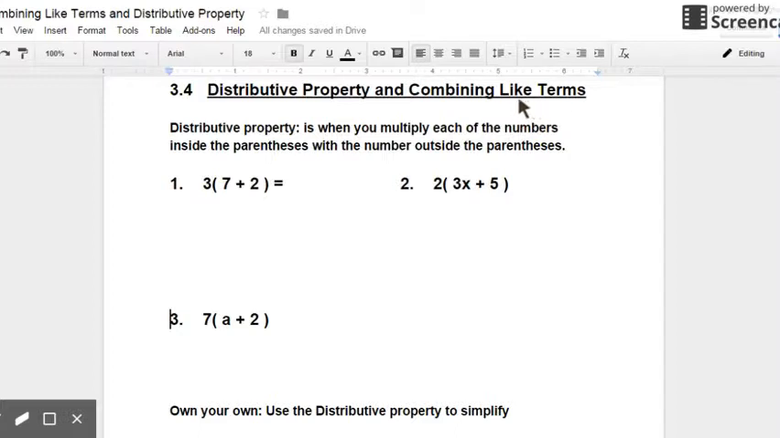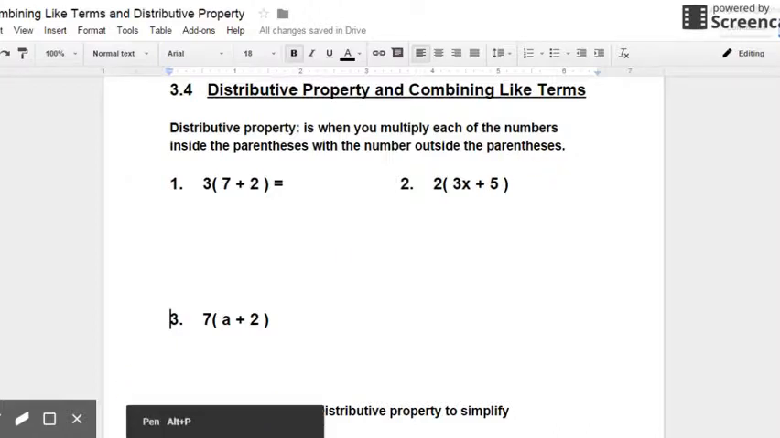Combining like terms is just taking our terms that we've talked about before and combining the ones that are alike. We'll talk about that when we get to it. So first, we're going to talk about the distributive property. So here's our first definition. The distributive property is when you multiply each of the numbers inside the parentheses with the number outside the parentheses.